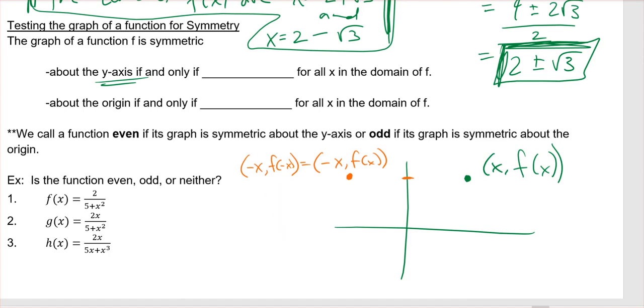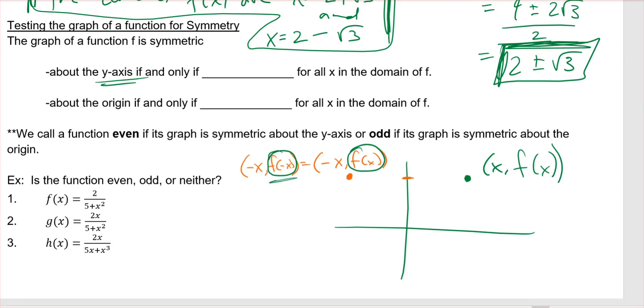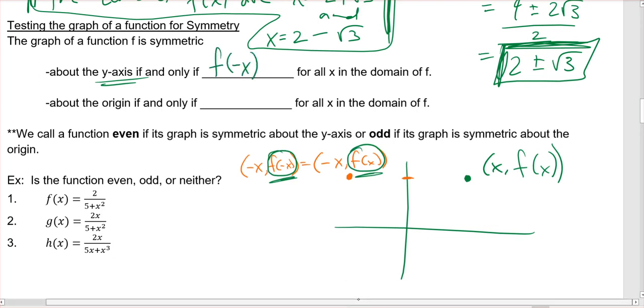Whenever I have an x value, the y coordinate that goes with it is just the function with that value put through. So in particular, we need this to be equal to this. If two ordered pairs are the same, the x coordinates have to be the same and the y coordinates have to be the same. So that's the way we're going to be checking to see if we have symmetry: we can run a negative x through there and we get the same value back.